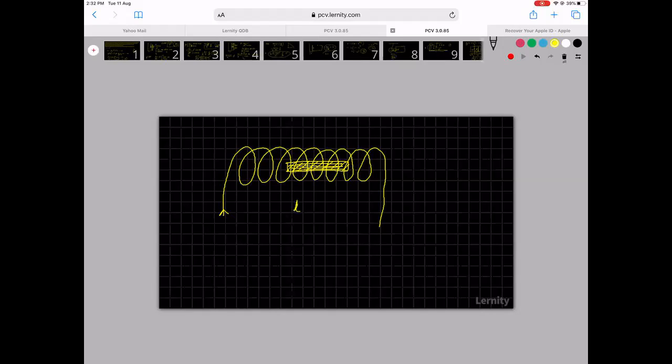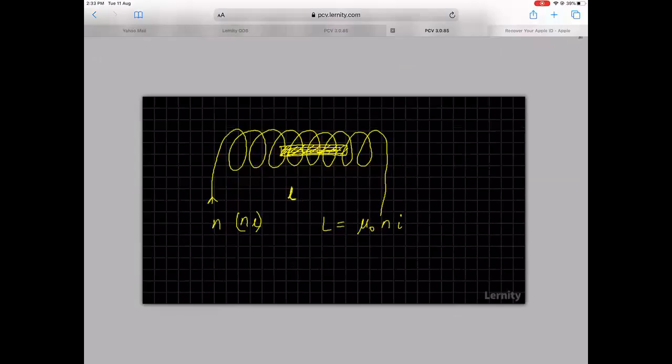Suppose you want to create a magnetic field over a distance L. In that, suppose the number of turns per unit length is n. Then the total number of turns in that zone will be n into L. Now the inductance value L is equal to mu naught n I, then pi R squared, times the total number of turns. So this total number of turns is equal to n into L.